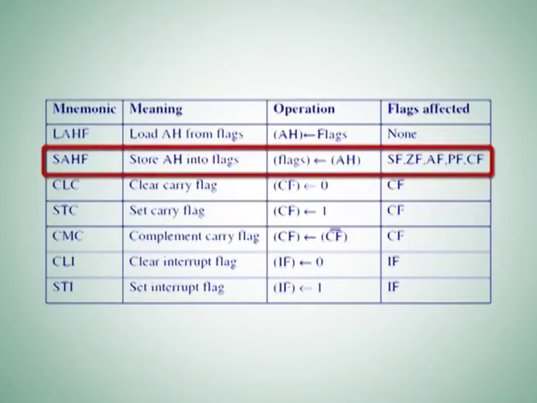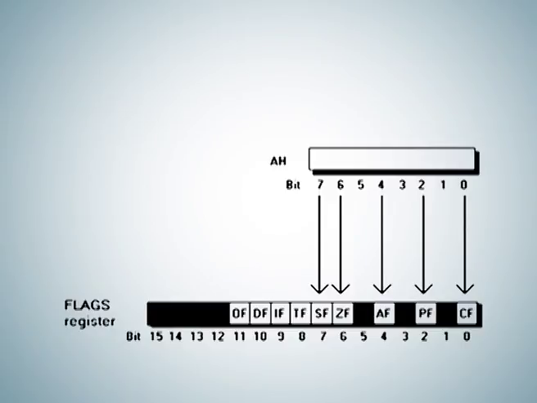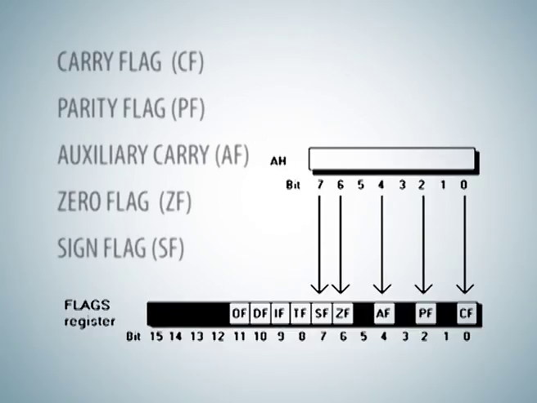The instruction SAHF, on the other hand, stores the contents of the AH register into the lower 8 bits of the status register. The flags at positions 0, 2, 4, 6 and 7, that means the 0th, 2nd, 4th, 6th and 7th bits, containing the carry flag, parity flag, auxiliary flag, zero flag and sign flag respectively, are affected by this instruction. The new value of the flags is taken from the register AH.